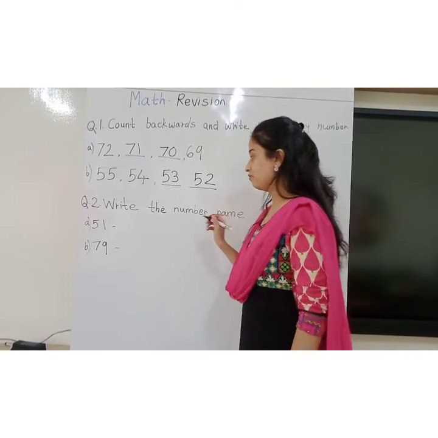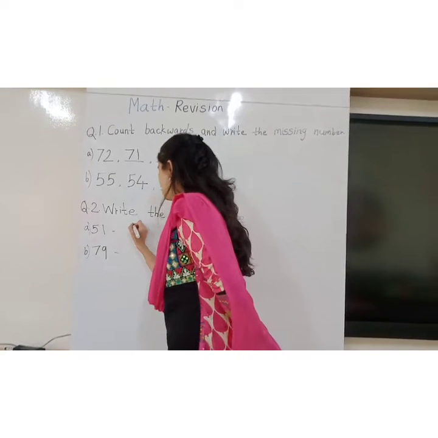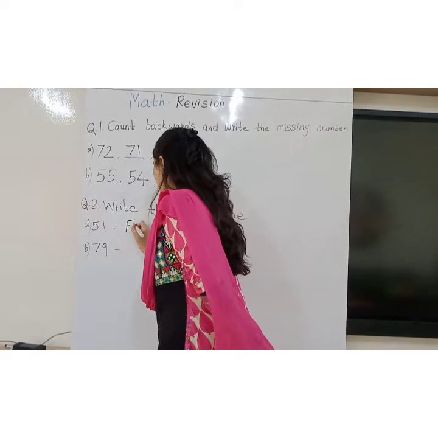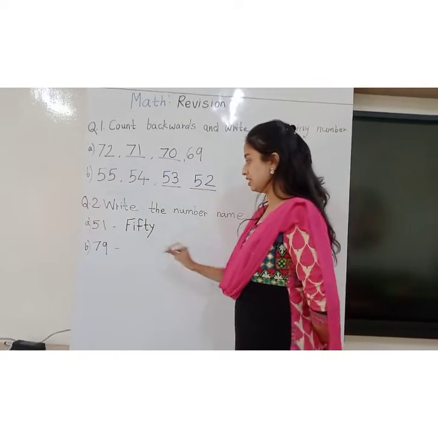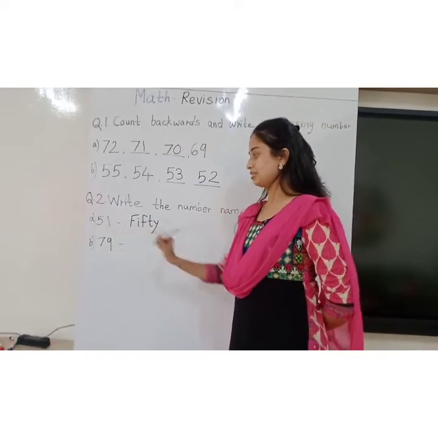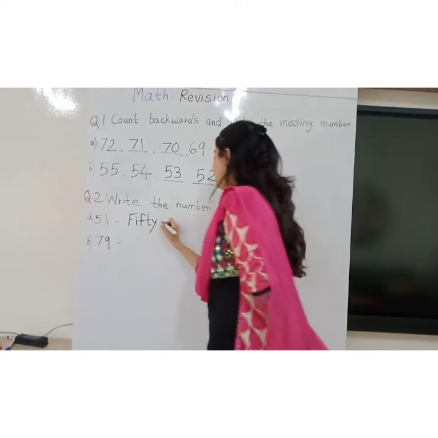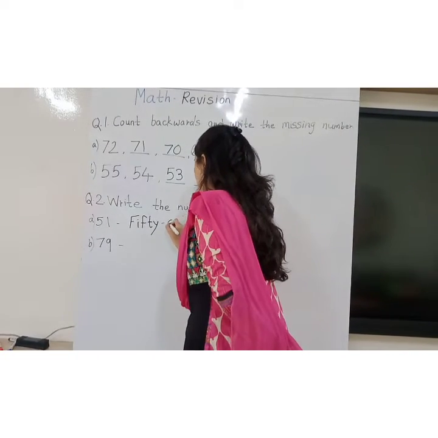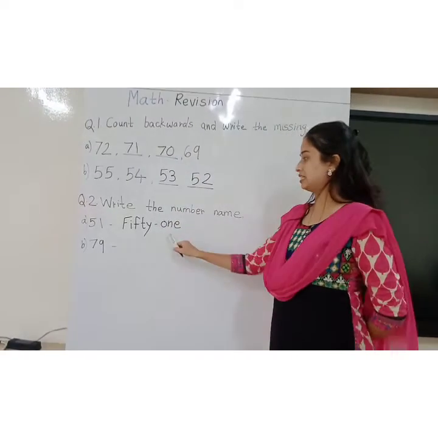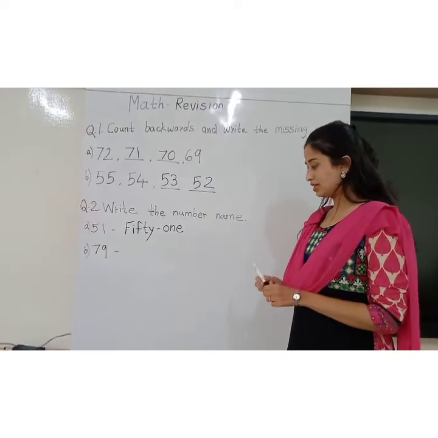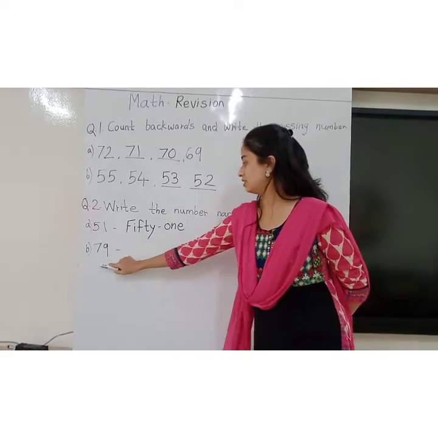So for that, first we will write spelling of 50, which is F-I-F-T-Y, 50. And after that, which is the next number? It's O-N-E, 1. So we will write the spelling O-N-E, 1. 51. Now let us see which is another number.